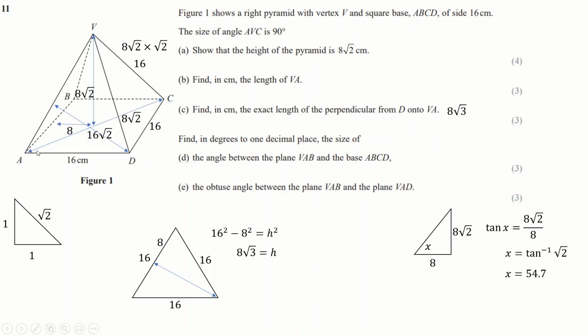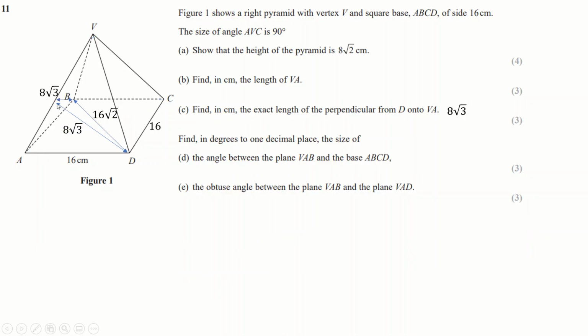Now, I've also worked out the diagonal base is 16 root 2. So I have a triangle here that looks like this when we look at it from straight down into it. And I'm trying to work out this angle here, of course, the angle between this plane going back into the background of the picture and this plane at the front. So this angle here is what I'm trying to work out.